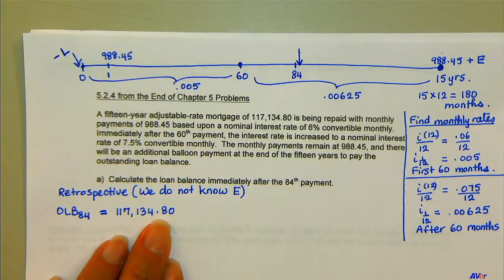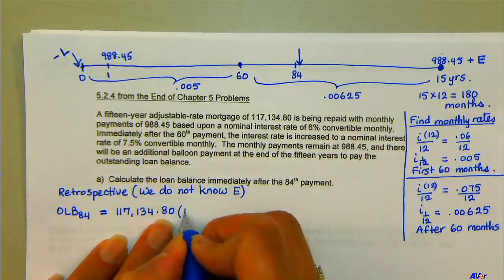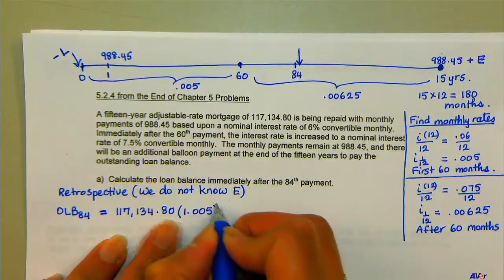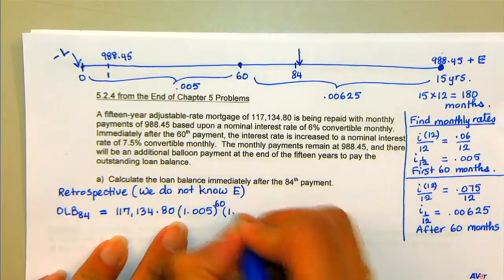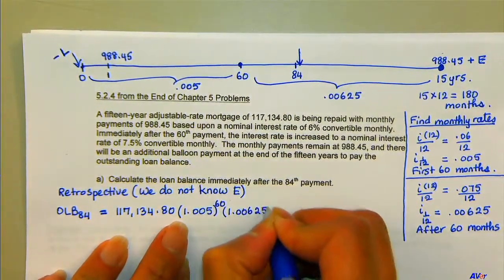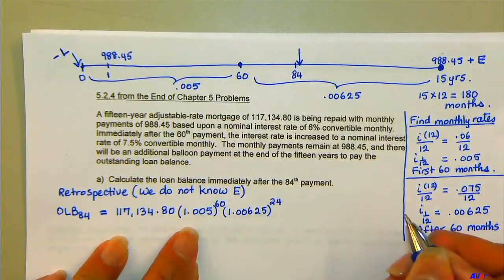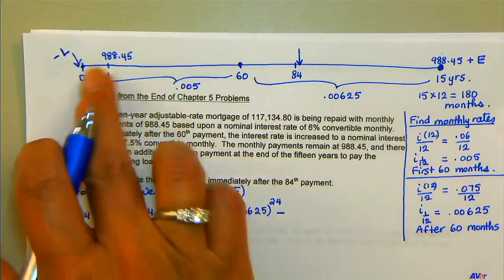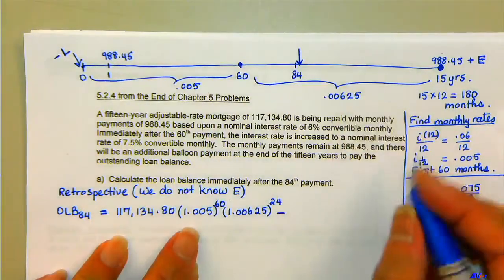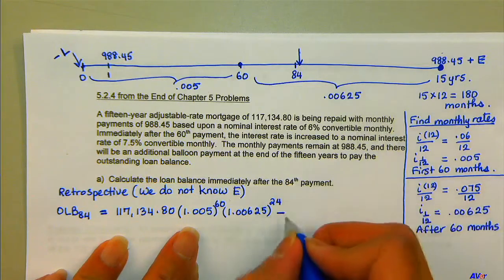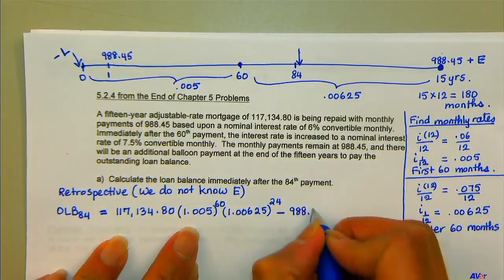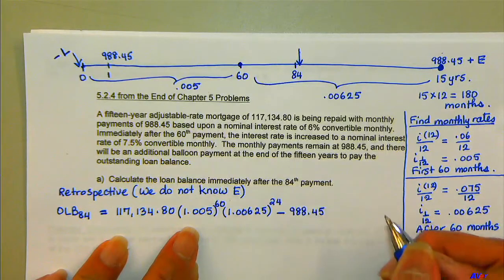Yes. 1.005 to the 60. Okay, now I'm standing here. Keep going. 1.00625 to the 24. Right? What's the difference between 60 and 84? 24, right? Okay, minus. You've made all these payments. So can we accumulate those payments now? Minus 988.45, right?